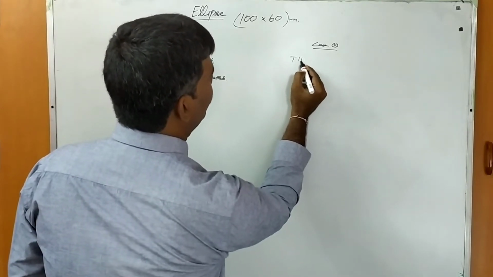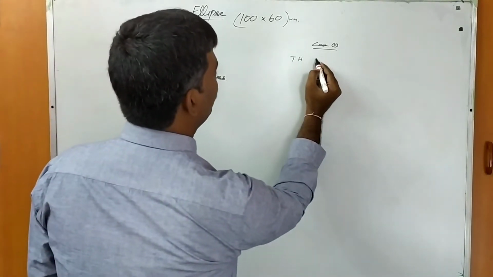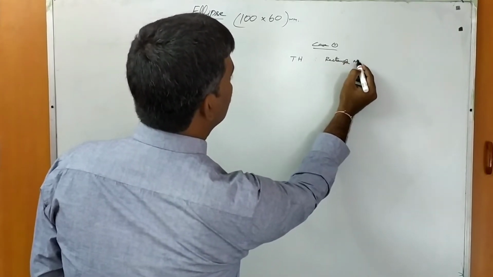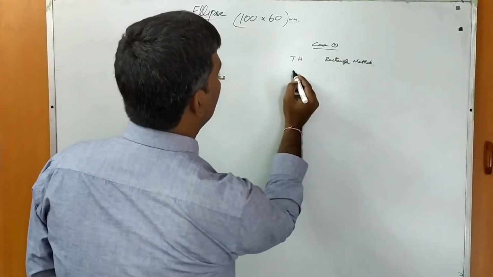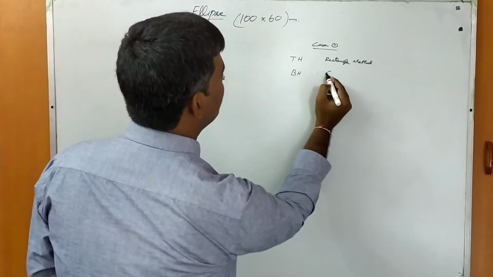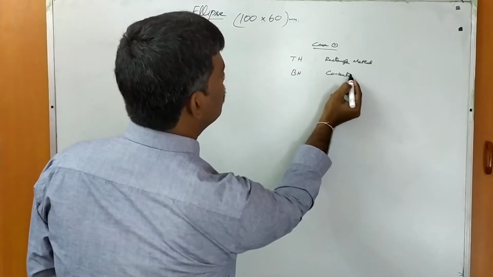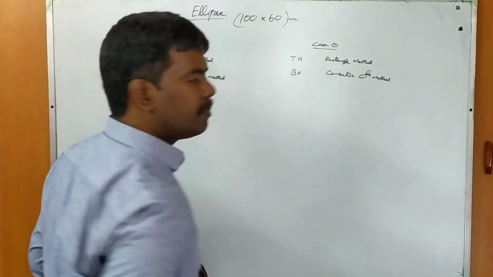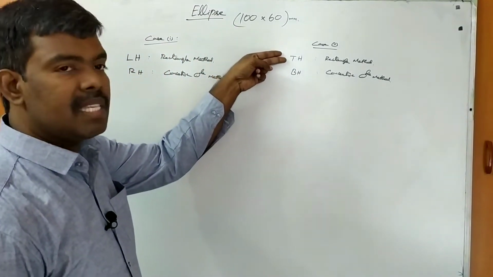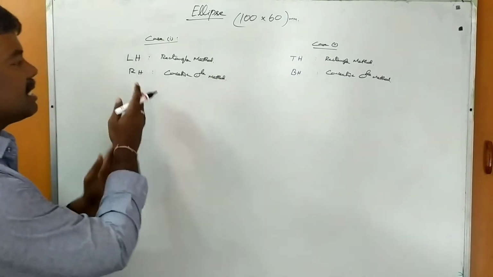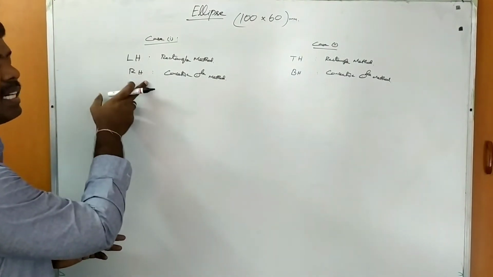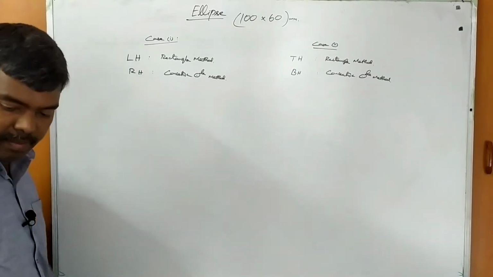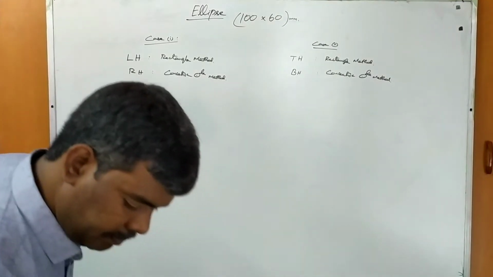Okay. And next, assume case 2, for example: the top half you consider as rectangle method and the bottom half portion you consider as concentric circle method. The same is vice versa: top half is concentric circle method, bottom half is rectangle method. Similar case here also: left half is concentric circle method, right half is rectangle method. 100% same.